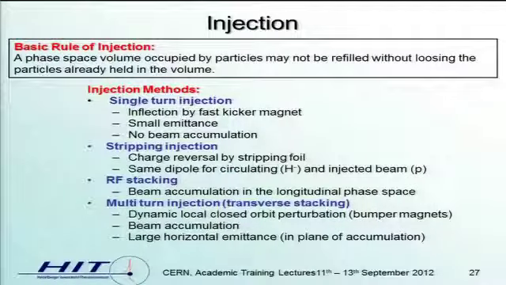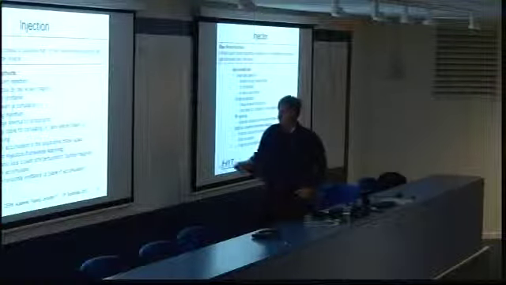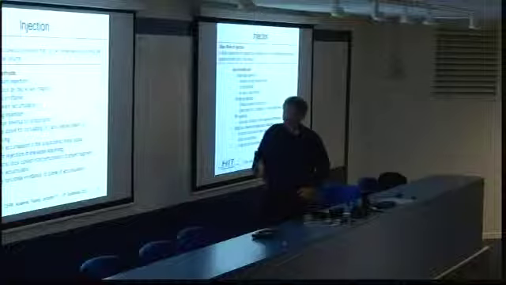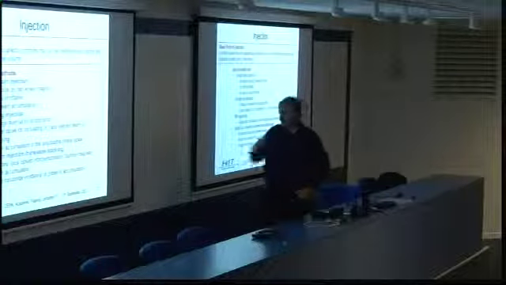So for the injection, there are a lot of separate methods. From single turn injection, where you only inflect the beam into the ring by a fast kicker magnet, there you would need a small emittance, and you have no beam accumulation. Then what you surely know here at CERN, one could use stripping injection. This is mainly used for H-, and the injected beam is P, the proton beam. This would not be feasible in our case, because we also use carbon ions and others.